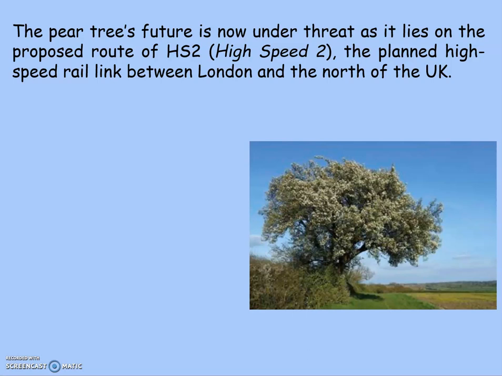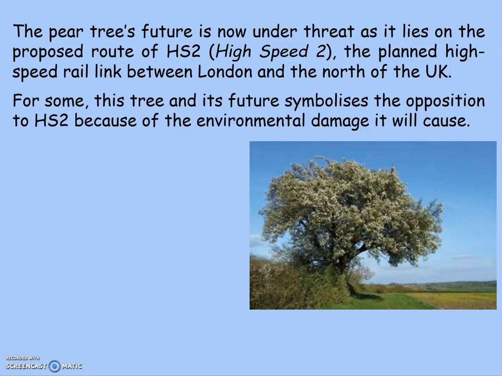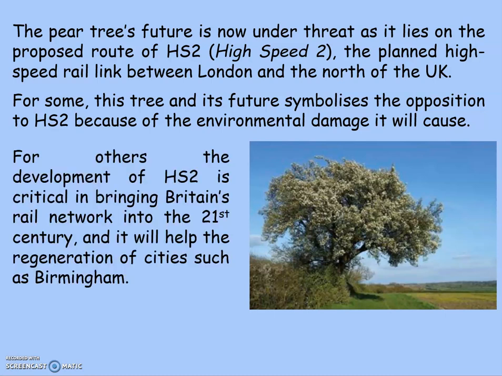Its future is under threat because it lies on the proposed route of High Speed 2, the planned UK speed rail link between London and the north of the UK. You've learned about HS2 as part of your GCSE, so we're going to come back to that now. For some people, the tree and its future symbolizes a little bit the opposition to HS2 because of the environmental damage it will cause.